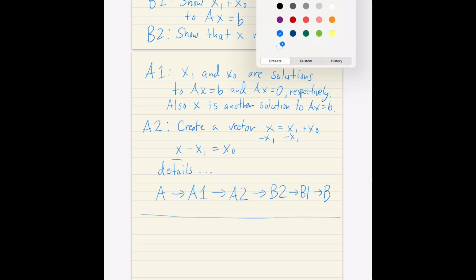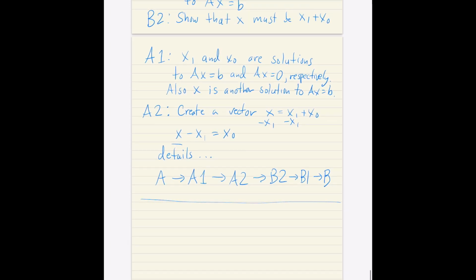So here's the proof of part 1. All right, since the matrix equation Ax equals b is consistent, we know what about it? We know it has at least one solution.